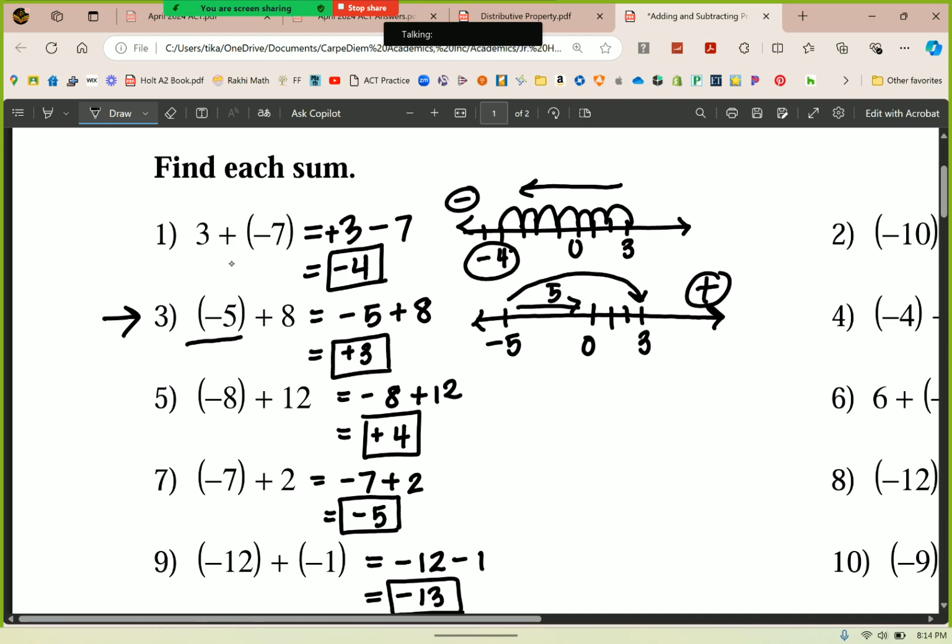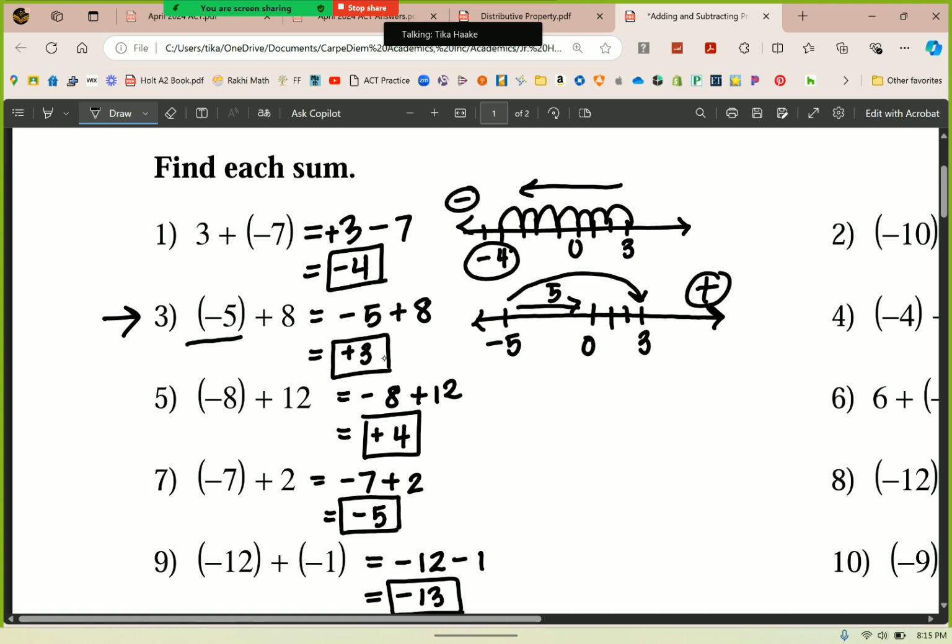Okay. So this is a negative and a positive. You're going to take the difference. What's the difference between 8 and 5? It's 3, right? And what's the sign of the higher number? Which one's higher, negative 5 or positive 8? Oh, +8. Right. And so it's a plus, right? That's why the final answer is a plus.